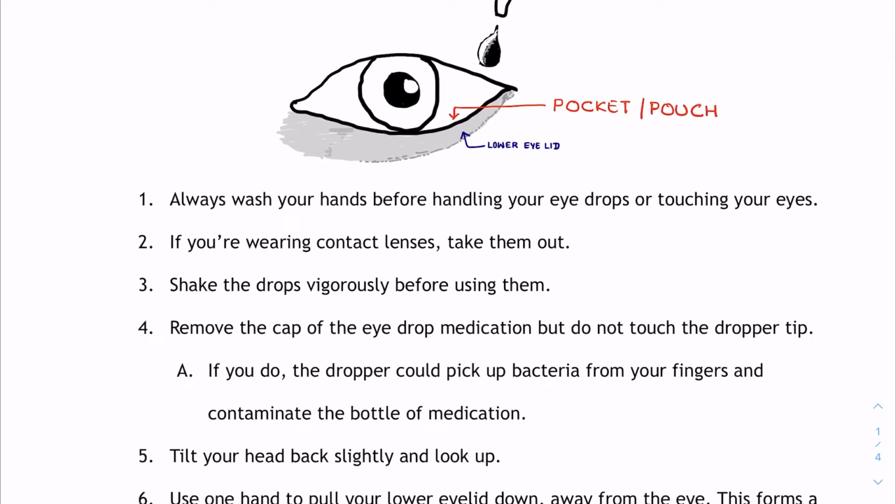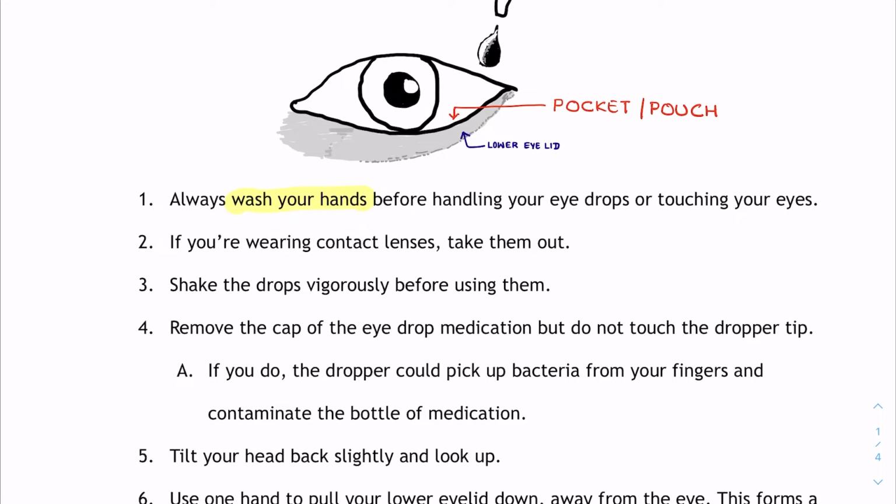So first of all, what you should do is you need to wash your hands. Please remember, you need to wash your hands before handling your eye drops or before touching your eyes. The first point is you need to wash your hands.